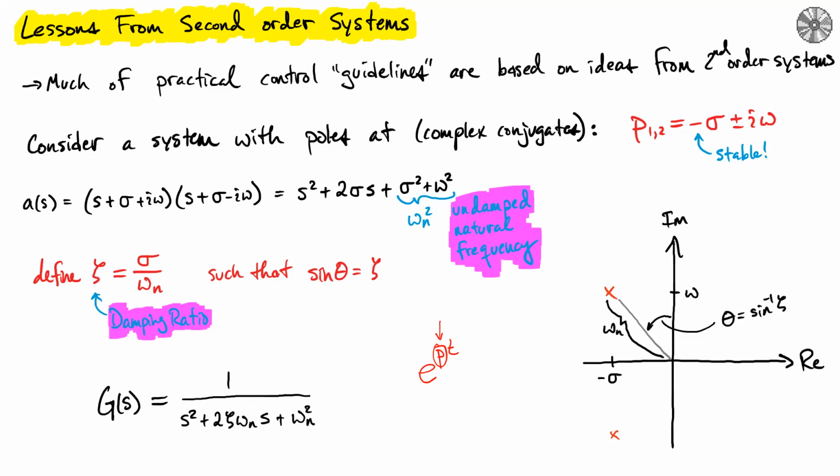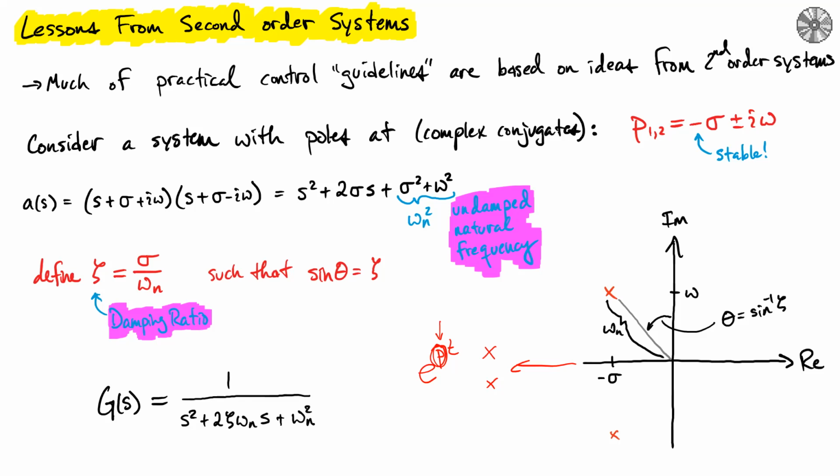Poles that exist much further out on the real axis, in this direction, so if we have a pair of poles out here, that response is going to die away very quickly, and that has to do with this exponent. The larger it is and the more negative it is, the faster it's going to die away.